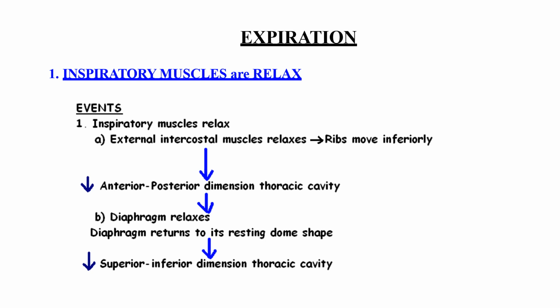How the inspiratory muscles are relaxed: the external intercostal muscle relaxes, which causes the ribs to move inferiorly. The anteroposterior dimension of the thoracic cavity decreases. Thus, the diaphragm relaxes, which returns to its resting dome shape, which causes a decreased superior-inferior dimension of the thoracic cavity.